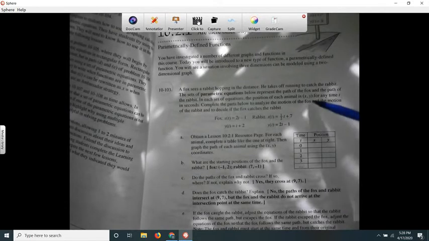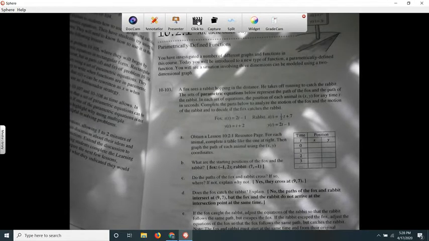So 10-103 says, a fox sees a rabbit hopping in the distance. He takes off running to catch the rabbit. The sets of parametric equations below represent the path of the fox and the path of the rabbit. In each set of equations, the position of each animal is x, y for any time t in seconds. Complete the parts below to analyze the motion of the fox and the motion of the rabbit to decide if the fox catches the rabbit.